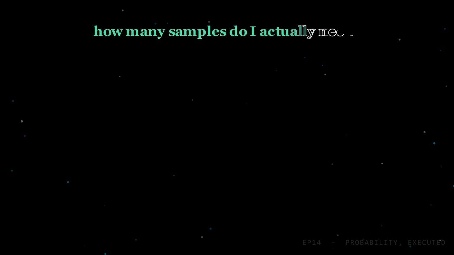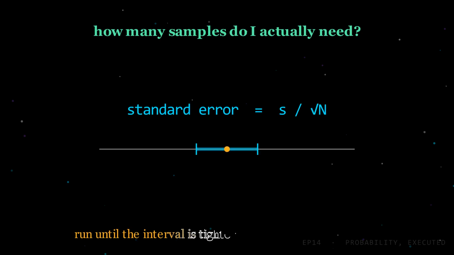Which lets us answer the question that separates a demo from a working tool. How many samples do I actually need? The standard error is the standard deviation of your samples divided by the square root of n, and that gives you a confidence interval for free. So don't pick a round number and hope. Run until the interval is tighter than the precision you need, then stop. That turns simulation from guesswork into measurement with a stated uncertainty.